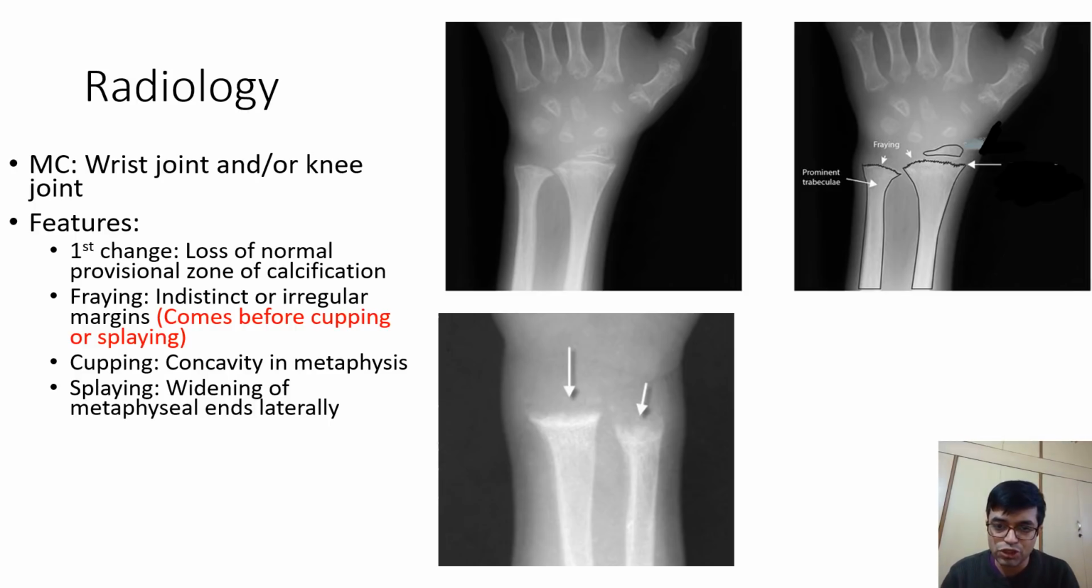As you can see in this picture, the widening is occurring at the lateral aspects. The widening is happening here. This is the part where splaying is happening, and this white arrow is your cupping. So these are the radiological signs. Overall, osteopenia, that is decreased bone density, may also be seen.